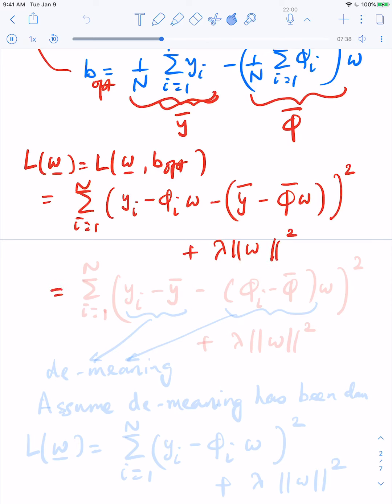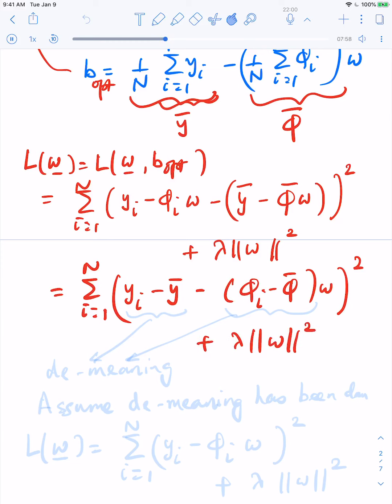So look what it's telling me to do. It's basically telling me, by yi minus y bar, I've got to get rid of the mean there, minus, I can also do phi i minus phi bar times w, whole squared, and then plus lambda w squared. So the role of the bias term is just to say: please get rid of the means before you do anything. So these are basically demeaning operations.